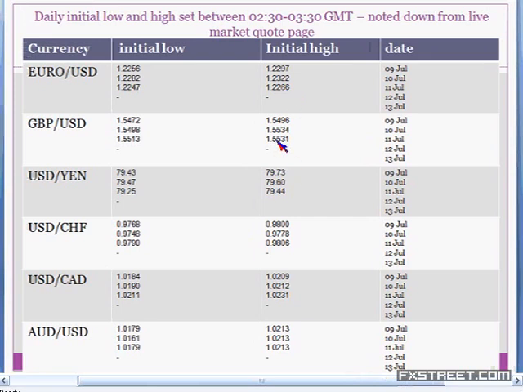Now you can see that GBP, the initial high was 1.5531, and currently it is trading around 1.5566. It is still above that. In the case of USD yen, as I explained, 79.25 was the initial low. They came down to 79.14 during European session. They came down to 79.22 and then went up to 79.27, and now you find in the live market quote page 79.14 is the low and it has come to 79.45.